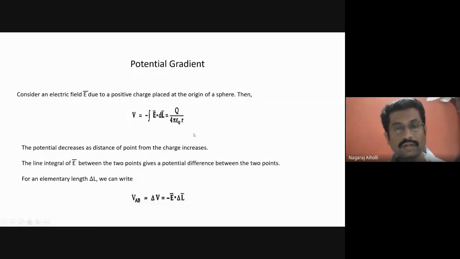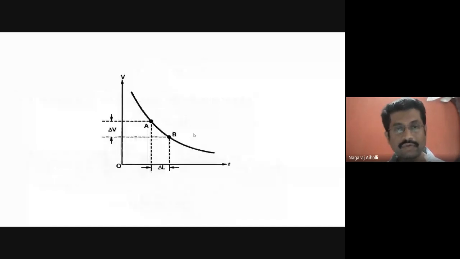Now how to explain it graphically? This is mathematically, analytically. If we want to explain it graphically, then we have to draw the graph of potential, that is voltage, versus distance, that is small r or capital R. As we increase the distance, the potential is decreasing. As we decrease the distance, the potential is increasing. It's a curve, right? As R increases, V decreases. As R decreases, V increases.